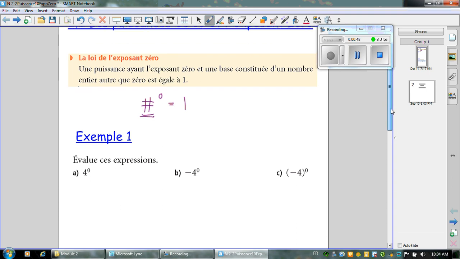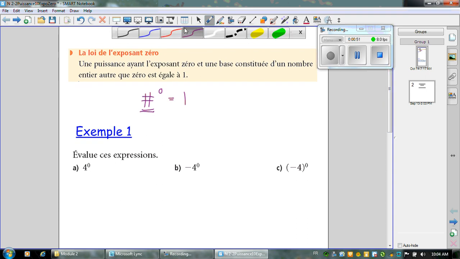So let's look at a couple of examples of how to apply this law. Here, 4 is the base. 4 exponent 0 is 1. Now here, 4 is the base, not negative 4. 4 is the base. So your answer is going to be 1.